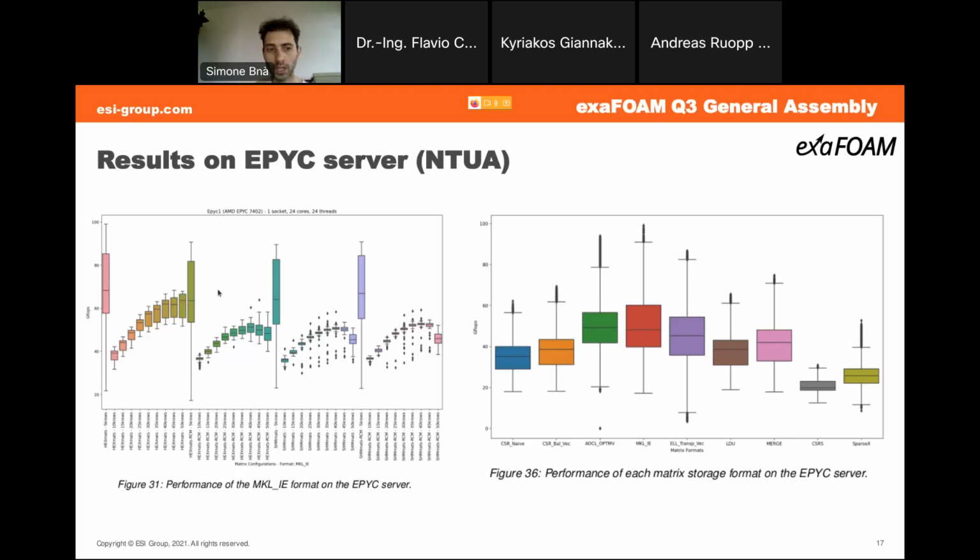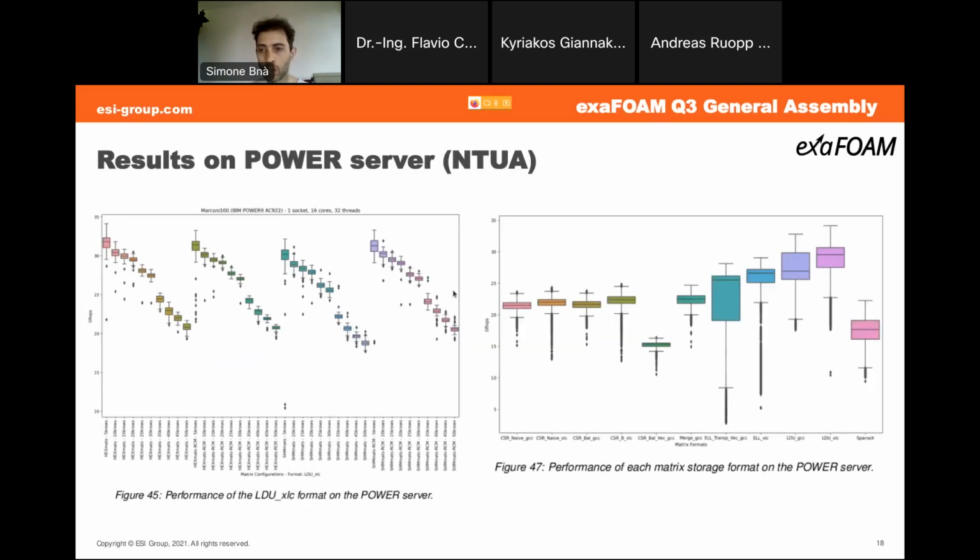So basically, they take this size, and they run all of these kinds of storage formats, and they found that on Epic server, MKL is the fastest. LDU is not the slowest, but is not the fastest. Basically, it is in the middle on Epic. If we move to Power, you see that LDU is the fastest data structure.